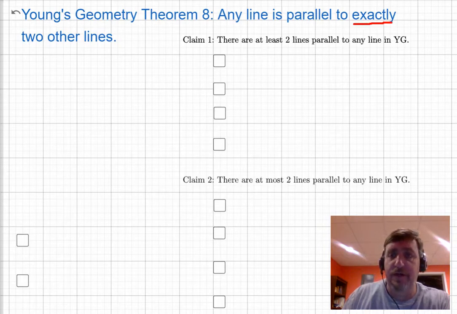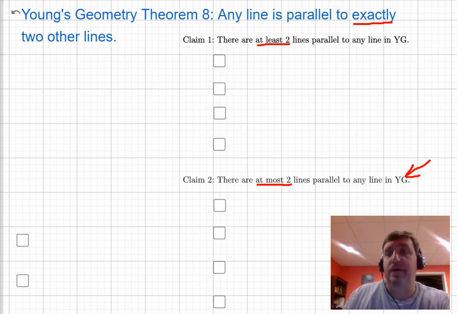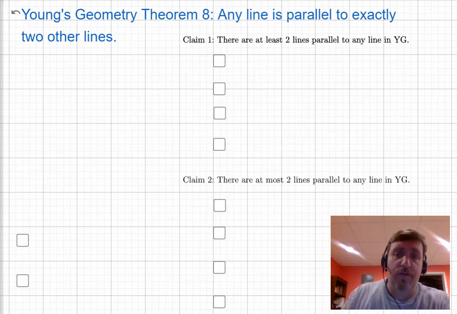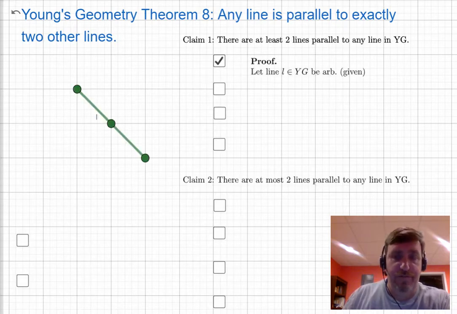We're also using this typical structure where if we need to prove exactly two, then we prove at least two first, and then at most two, usually using contradiction on the can't-be-more section of the proof. So let's try that. Our first claim is that there are at least two lines parallel to any line in Young's geometry, and we're going to do a constructive proof.